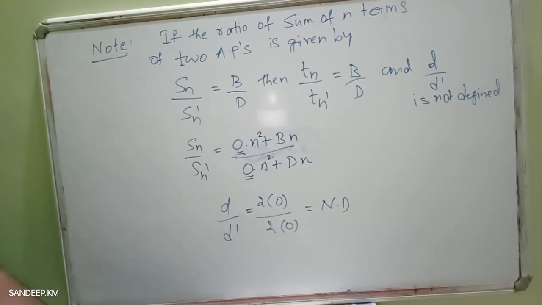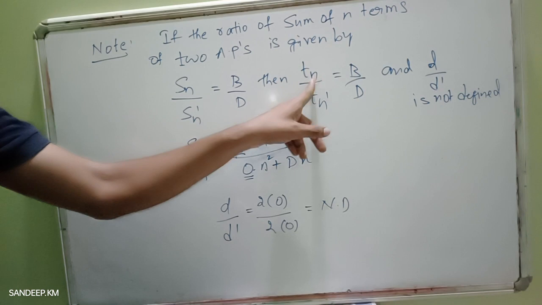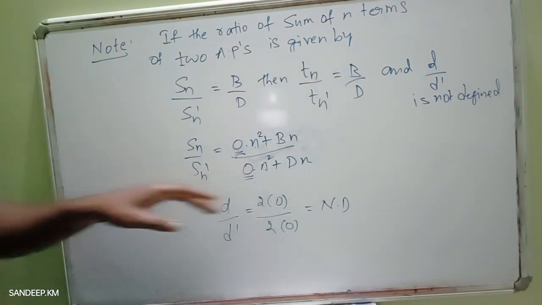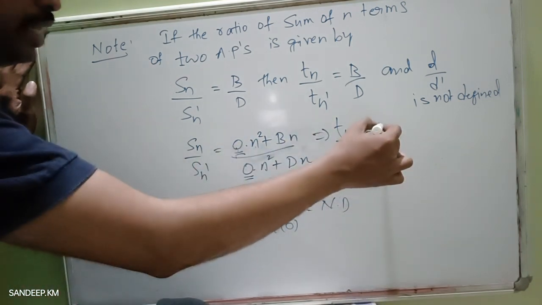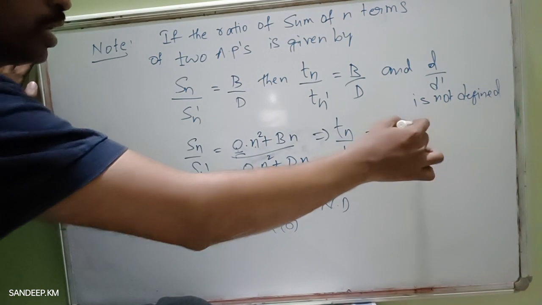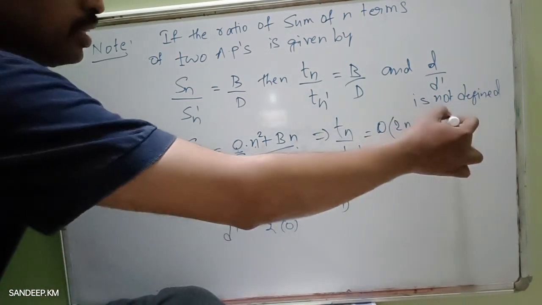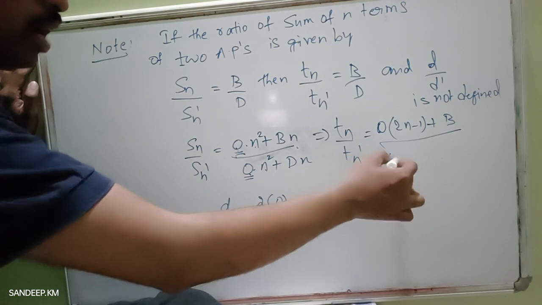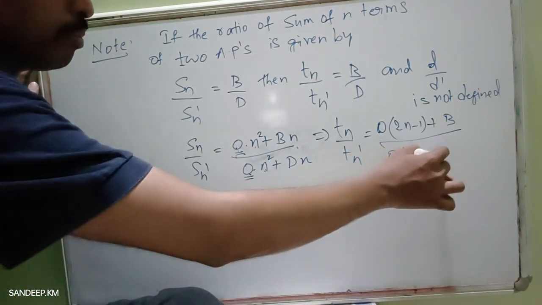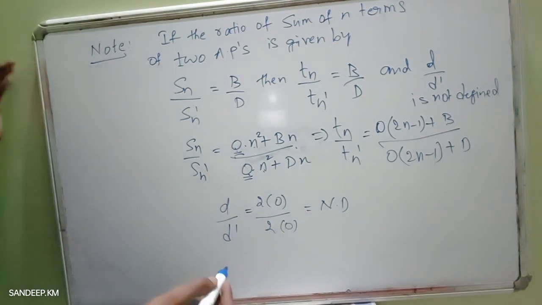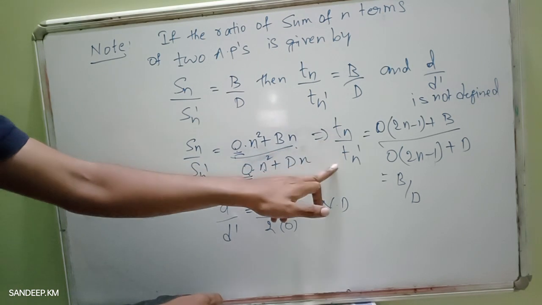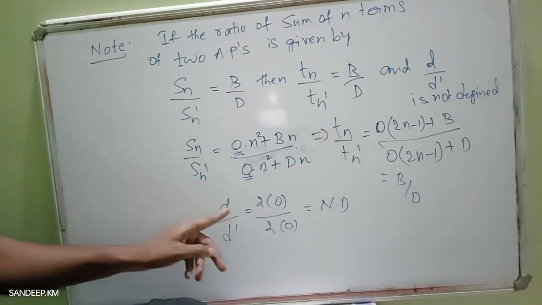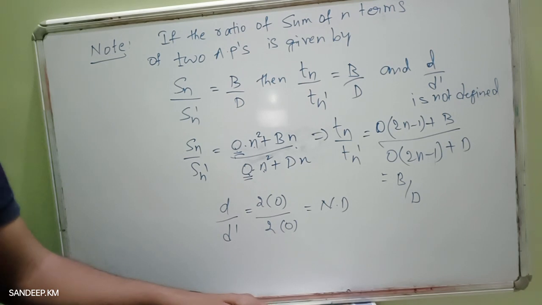And a small observation is, we can use even this method to prove that tn by tn dash is equal to b by d. Even in this method, if you see, what do we get? Tn by tn dash is equal to 0 as it is, and n square is replaced with 2n minus 1 plus bn is replaced with b, and 0 as it is, n square is replaced with 2n minus 1 plus dn is replaced with d. Even now you will get b by d. In this method also we can prove that the ratio of nth terms is equal to b by d. Okay, and the ratio of common differences is not defined. Got it? Let us see an example based on this.